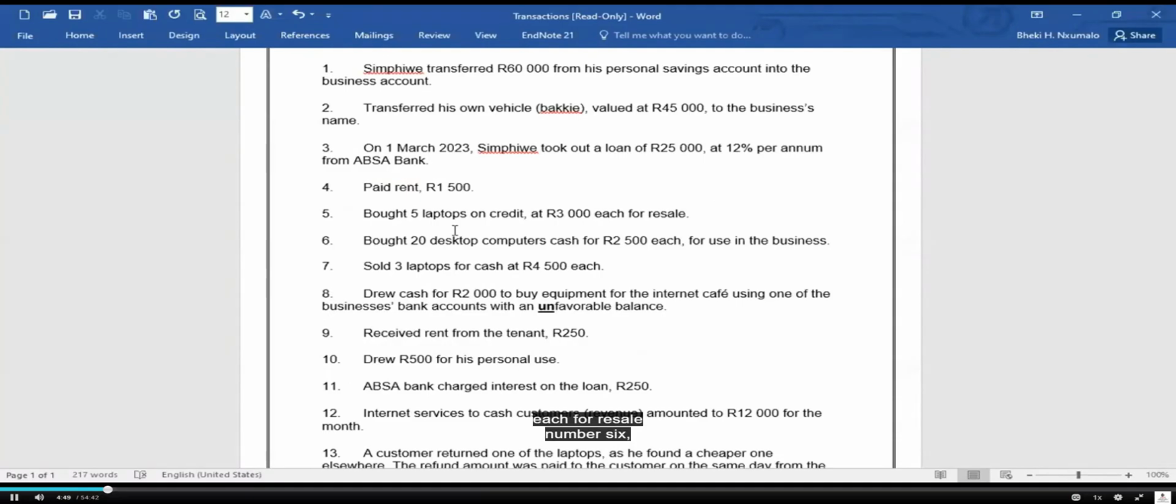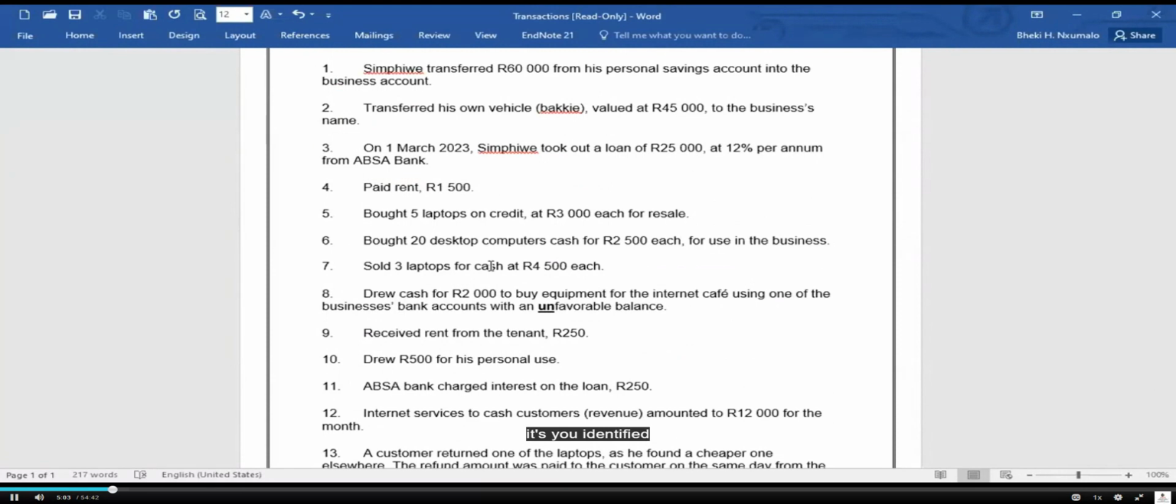Number 6, he bought 20 desktop computers for cash at 2.5 each for use in the business. So in other words, you read the transaction. While you are reading the transaction, that is when you identify 2 or more accounts in each transaction.